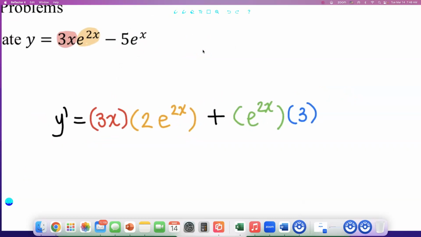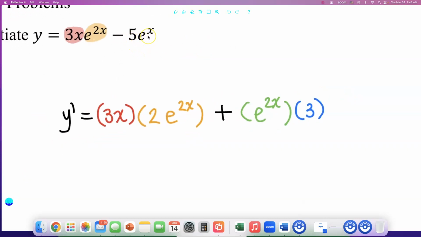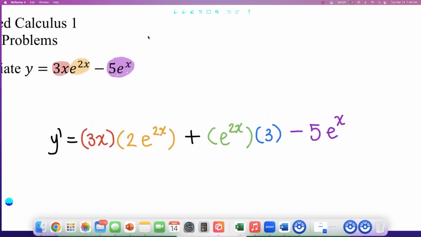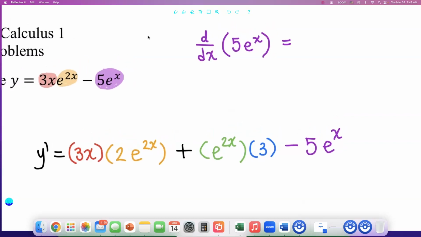I now need to subtract this by the derivative of 5e to the x power. Now, this is an exponential term with base e, right? Let's just do this as a tail, like on the right side over here. Minus. The 5 will remain the same. But what is the derivative of e to the x power? Just e to the x power. Okay? So it didn't really change, right? I'll write the note over here, okay? Derivative of 5 times e to the x power equals 5 times e to the x power, exactly the same, okay? So that's why that purple tail is just what that is, okay?